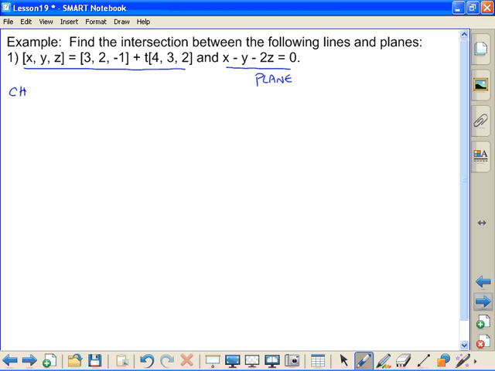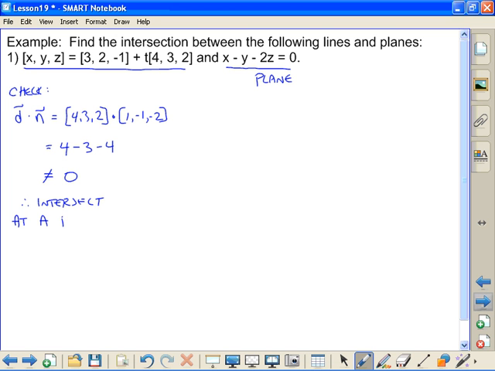So my check, I'm going to start with it off to the side here. I'm going to take the direction vector and dot it with the normal and find out what that's going to give me. Direction vector is 4, 3, 2. The normal would be 1, -1, -2 from the plane. So I get 4 minus 3 minus 4. And I know that 4 take away 4 is 0, so I really don't care what the actual value is other than the fact it's not 0. So therefore, they intersect at a point. So there we go. So there's the check done. I know this actually works out to be a point.